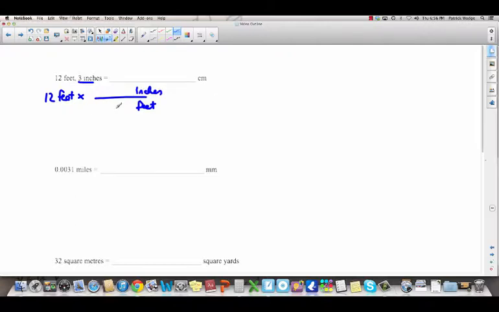From last day, I remember that 1 foot is 12 inches. So all you need to do is multiply 12 times 12, divided by 1 doesn't make any difference. You get 144 inches. But remember, we also had this 3 inches here. So 12 feet is 144 inches, plus the 3 inches equals 147 inches. That's what we want to now switch into centimeters.